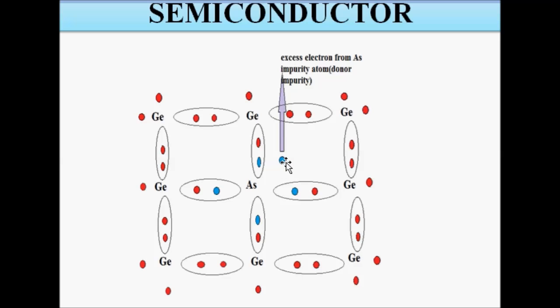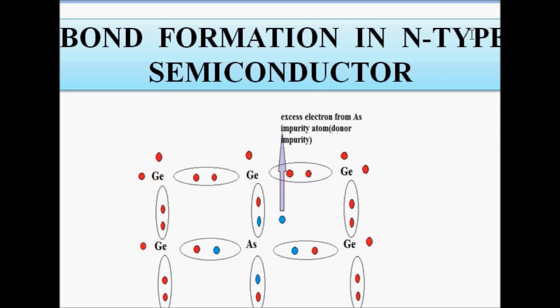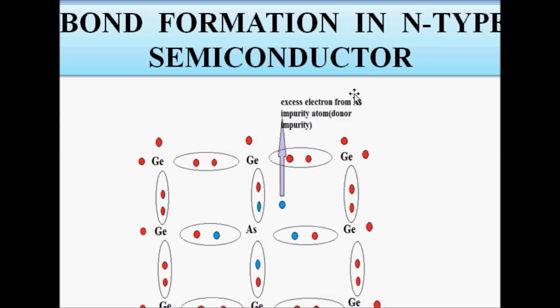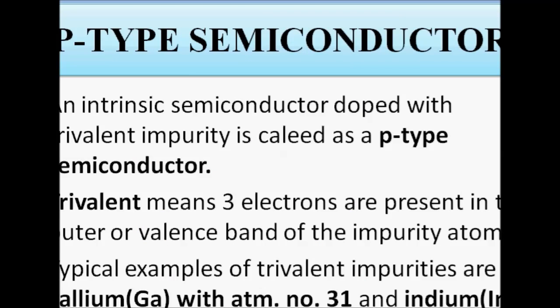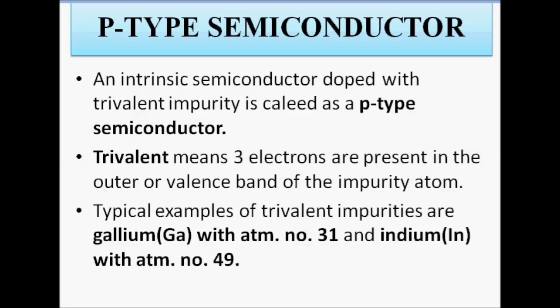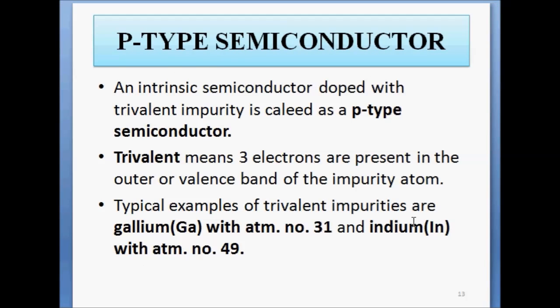Now let me tell you why they are called n-type semiconductors. As electrons are the majority charge carriers, which are negative charge, that's why they are called n-type, negative type semiconductors. So this is the bond formation in n-type semiconductors. Next we are going to discuss p-type semiconductors. An intrinsic semiconductor which is doped with a trivalent impurity is called a p-type semiconductor.